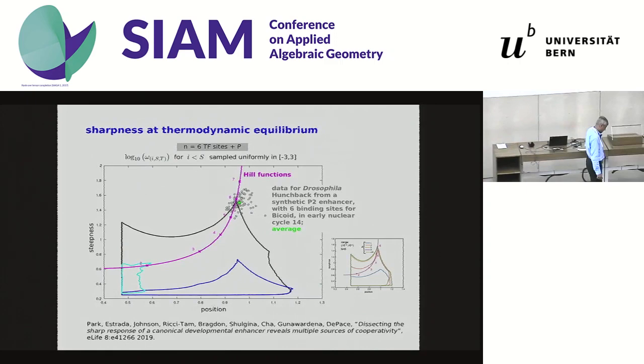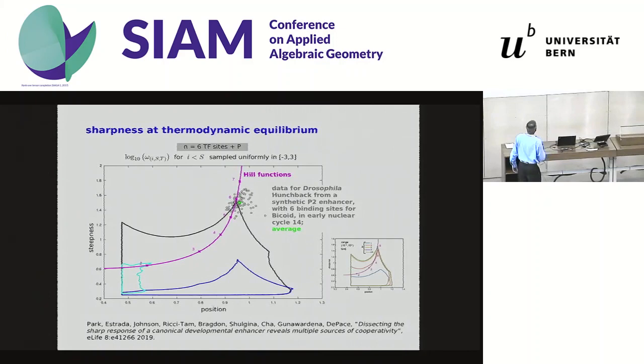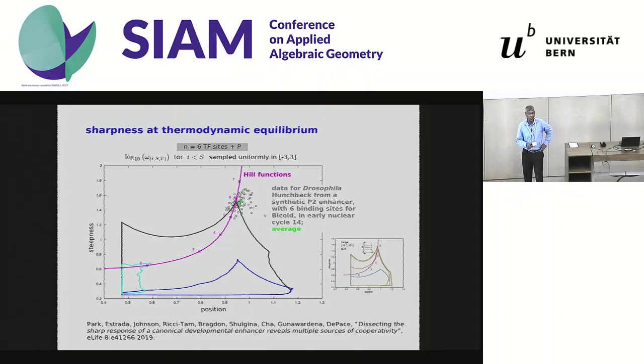Forget about the blue bits. I didn't have access to the original file, so I wasn't able to take them out. What we're seeing here on a position-steepness plot, the magenta line is the locus of position and steepness for the Hill functions, x to the h over 1 plus x to the h. And the crosses mark the integer values of the Hill coefficient.